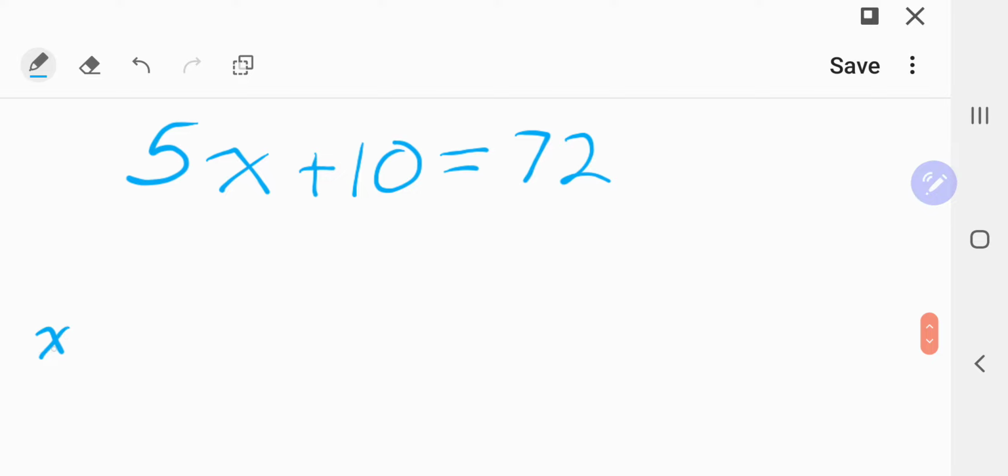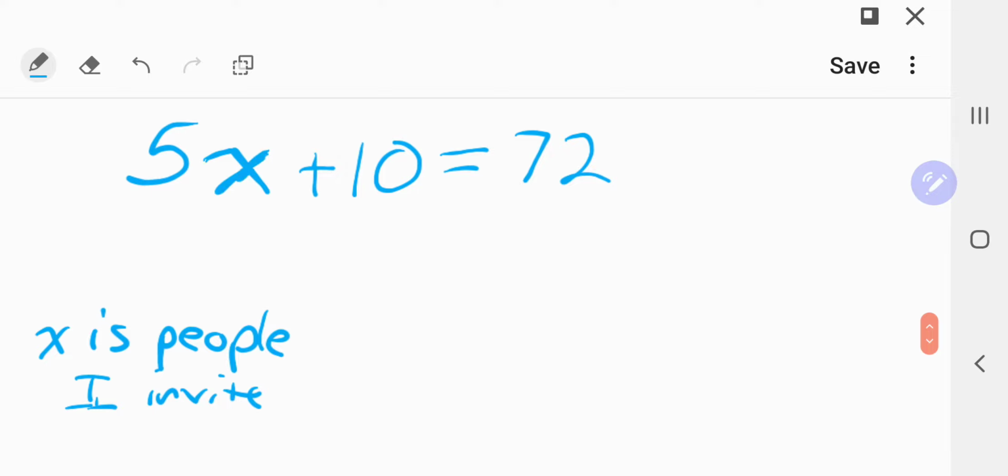So usually something like this. X is people I invite. And for every person I invite, however many people I invite, I then have to multiply times 5 because each one of them is getting 5 pumpkins. And I have to add the 10 pumpkins that I'm decorating with. That's all the pumpkins. And all the pumpkins is equal to 72. So how many people can I invite?